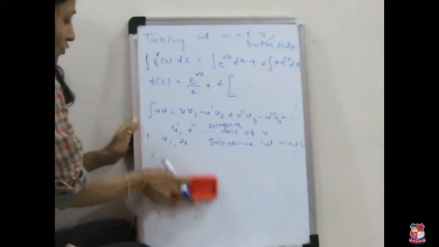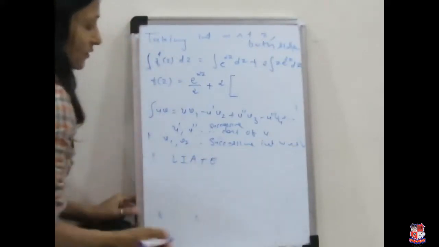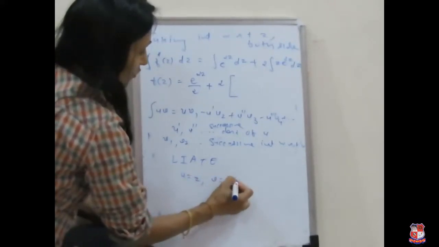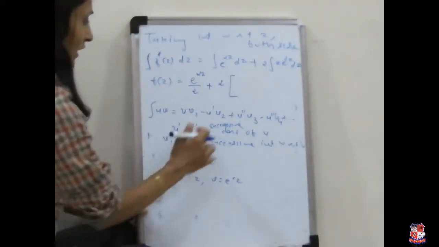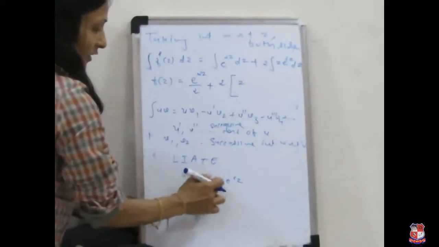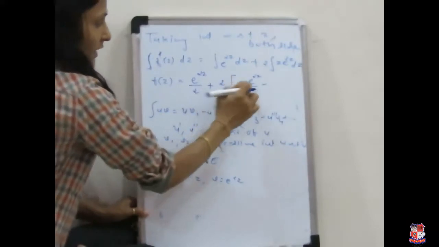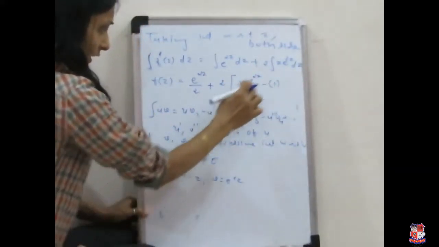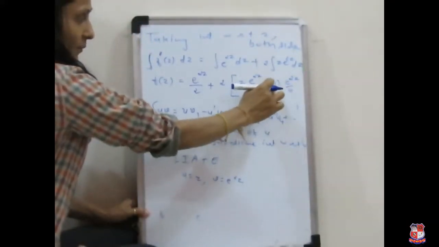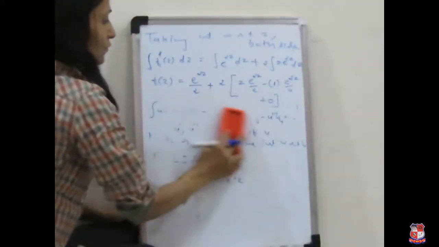Now remember how to find u into v. We use this formula, LIATE. So here u is equal to z and v is equal to e raised to 2z. So u as it is, integration of v, that is e raised to 2z by 2, minus derivation of u, derivation of z, that is 1, again integration with respect to v, e raised to 2z by 4, again derivation with respect to z of a constant, that is 0, so the whole term is 0.